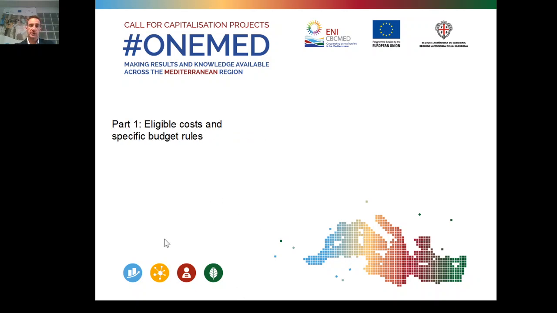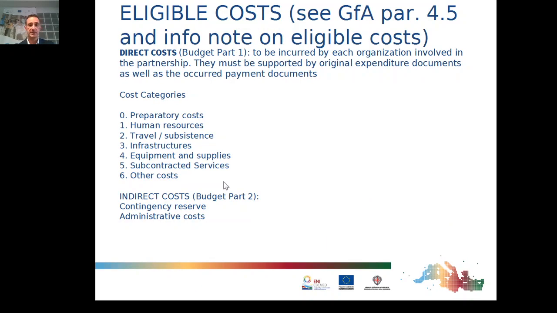We are going to see mainly in this presentation eligible costs and specific budget rules, because the specific part on the budget in the e-form and on the financial plan will be shown to you in another specific presentation. So this one is focused on the eligible costs and on some golden rules for the budget. Let's first remind what we understand by eligible costs.